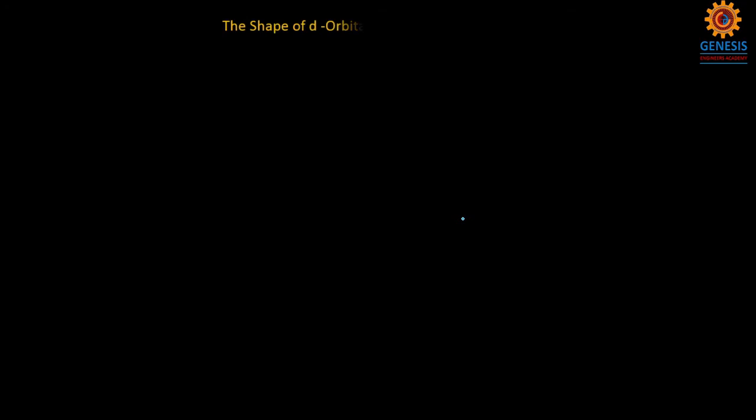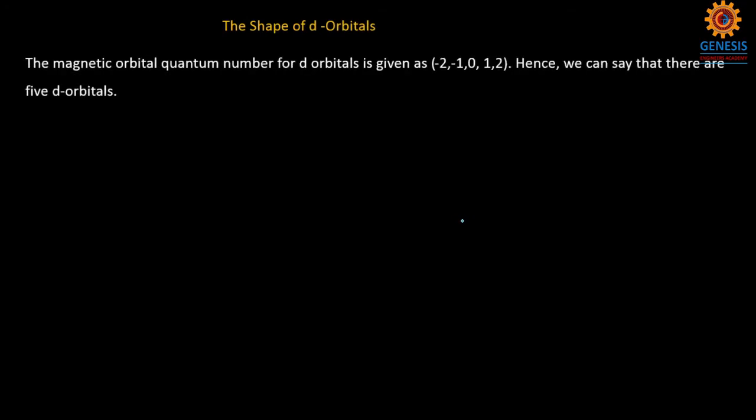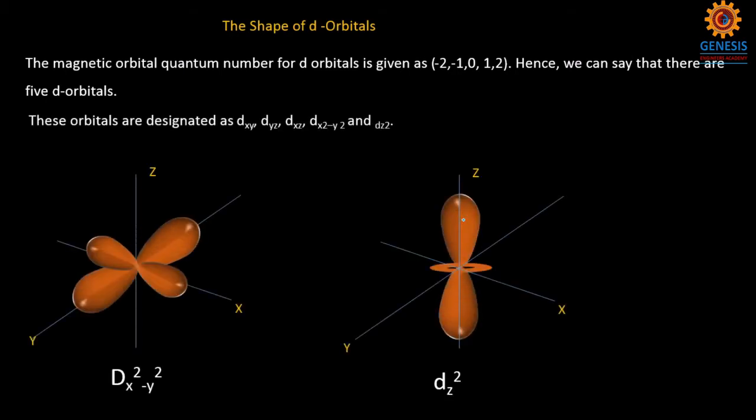You understand my point? So this is x square minus y square, and this is z square. This is very peculiar in this way. So we have 1, 3, 5. What is 1? The s orbital, 3 p orbitals, 5 d orbitals.